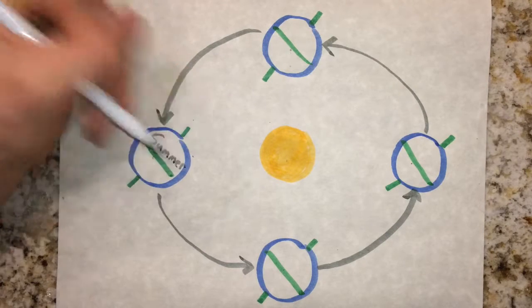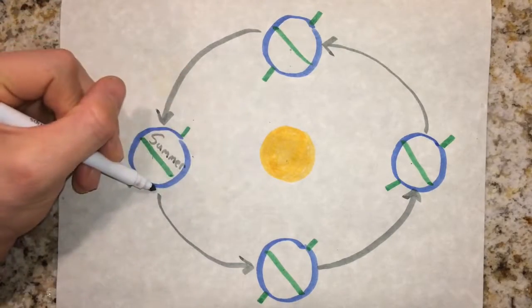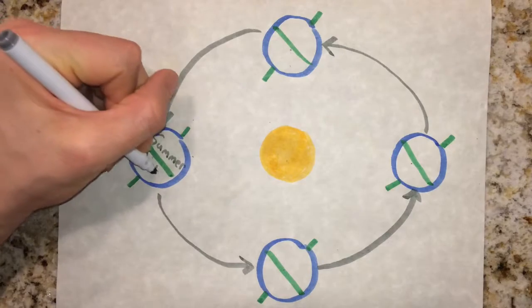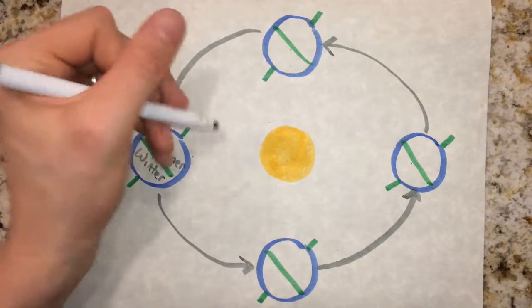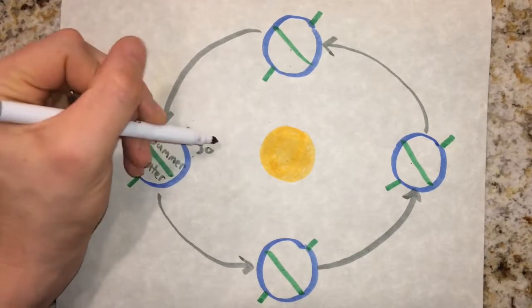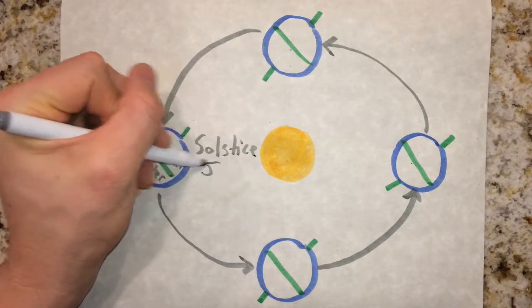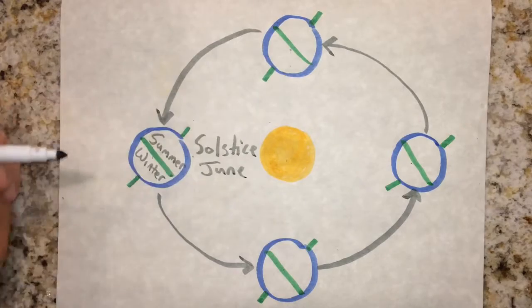It kind of looks like the northern hemisphere is reaching towards the sun. The opposite season in the southern hemisphere is winter because that is angled away from the sun. This is called a solstice. Solstice means sun stands still, and it is literally the shortest and or longest day of the year.